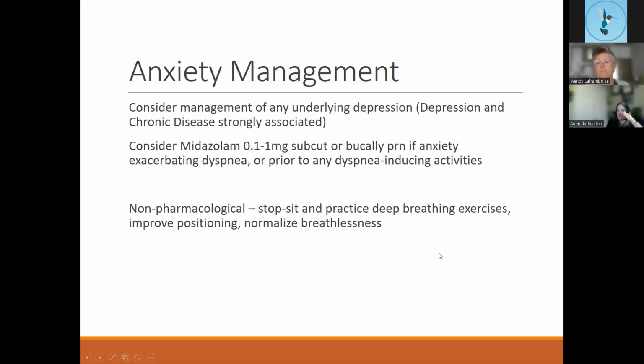So I see there's a question, do I have a preferred anti-anxiety medication? So I will talk a bit about that. First of all, I think it's really important to remember that there's a strong association between both chronic disease and depression, and there's a specifically strong association between COPD and depression. So we really need to screen for and manage and treat any underlying depressive symptoms.